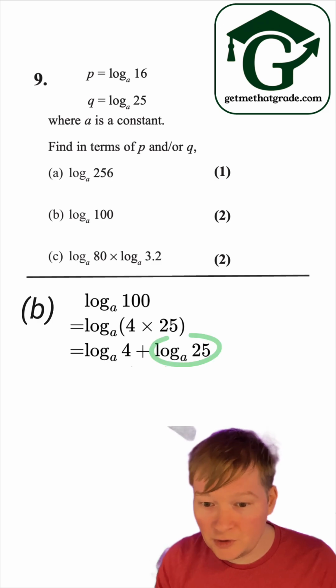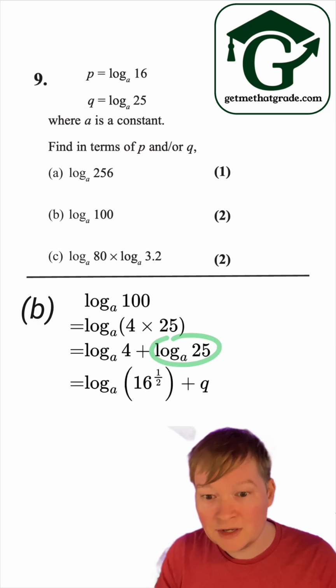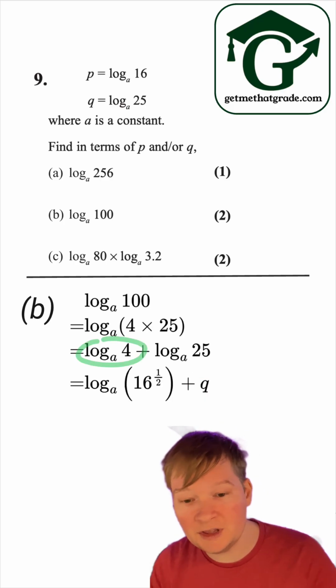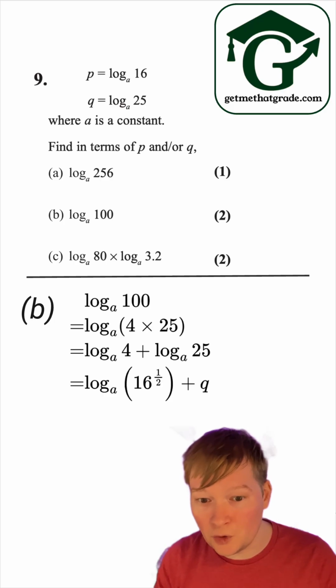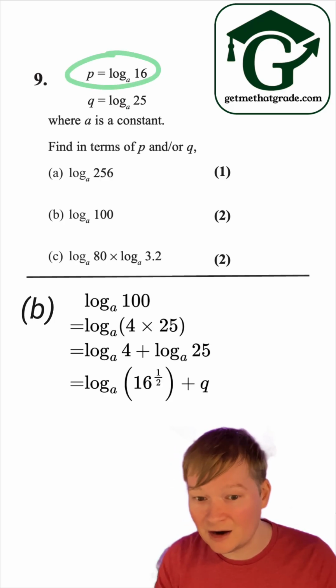What can we do with log of 25? Well, we can spot that that is q. So that can get replaced by q straight away. But what about log to the base A of 4? Well, you should know that 4 is the square root of 16. There's a link to p there, isn't there?